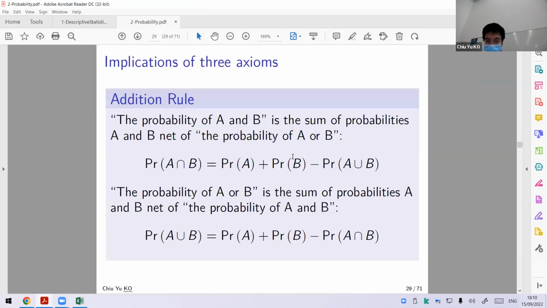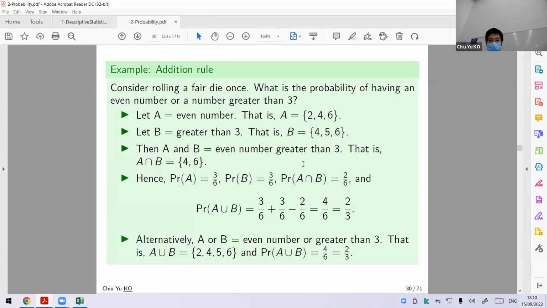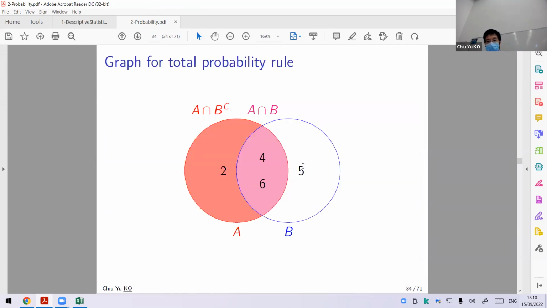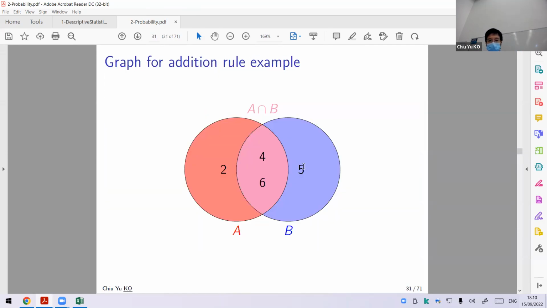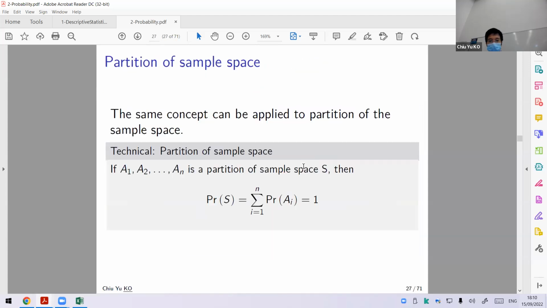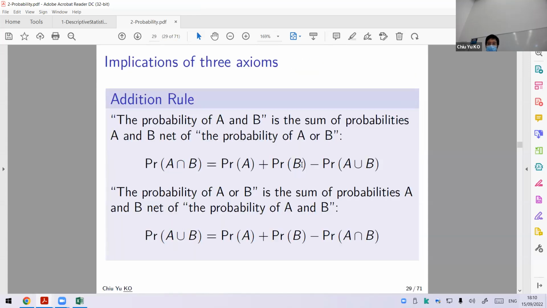Okay. So this is the last rule I want to talk about today. There are many implications of the axioms. This one we call the addition rule. We will learn more rules later: the total probability rule, the multiplication rule, odds ratio, conditional probability, many things. But we just end up today. We want to finish this. It's called the addition rule.